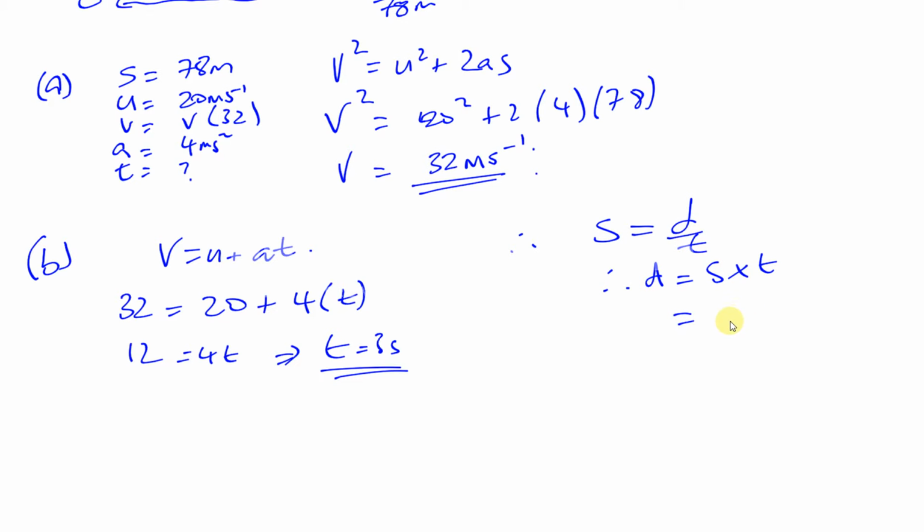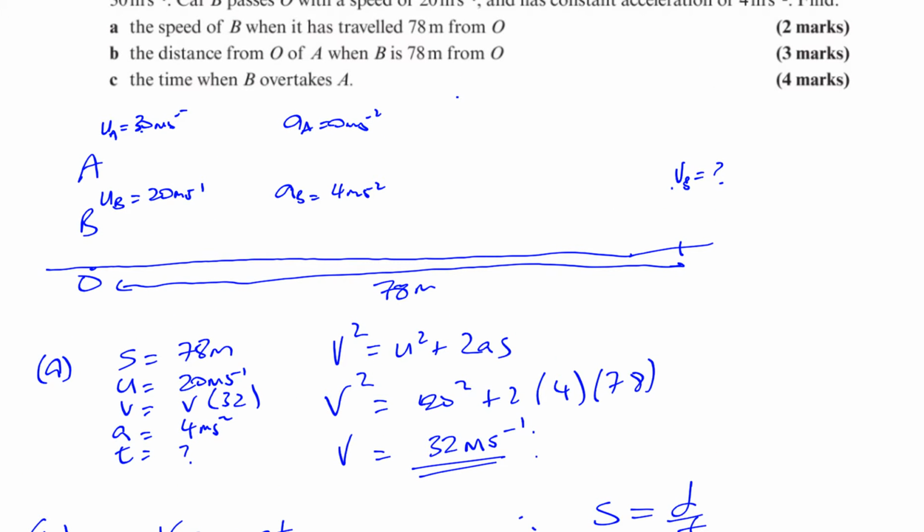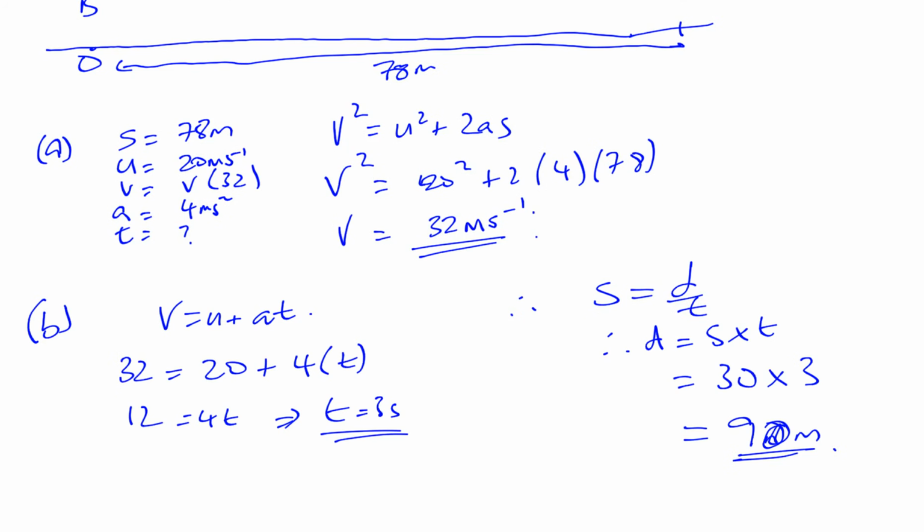Okay, so the speed is how much? The speed is 30 meters per second times 3 seconds, so it's 90 meters. So we know that after 3 seconds A is 90 meters away from O, so the distance from O of A when B is 78 meters from O is 90 meters.